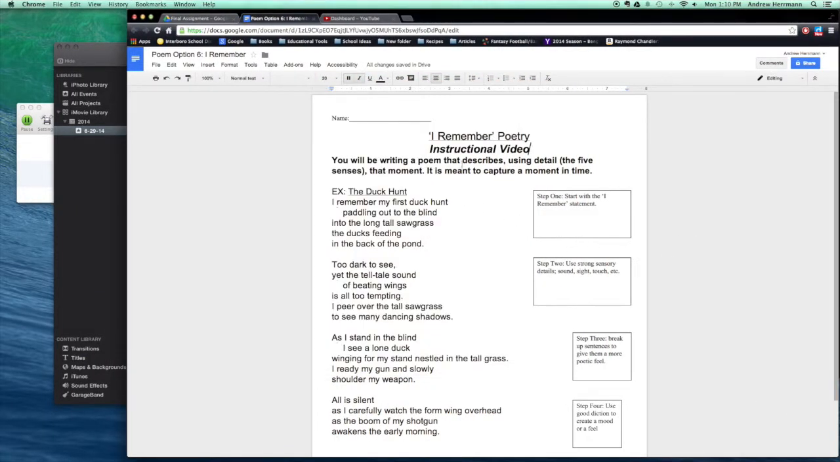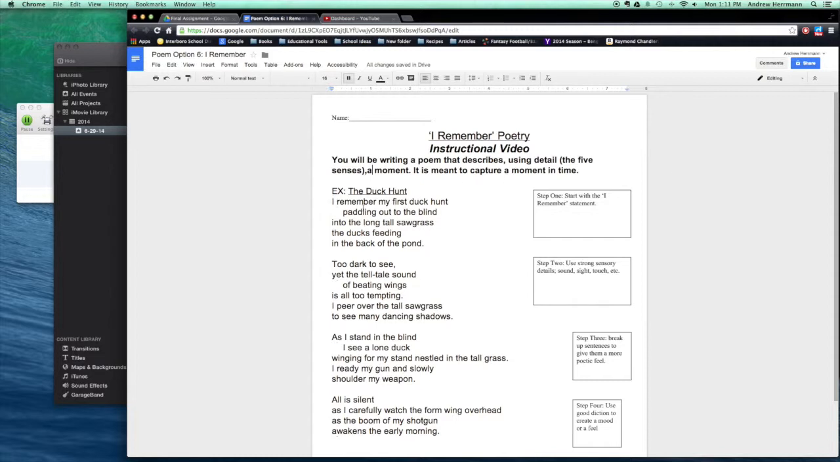You're going to be writing a poem that describes, using details, a moment. The poem is meant to capture that moment in time. It could be something that is emotionally resonant, a visual memory for you, something that stands out as being important.